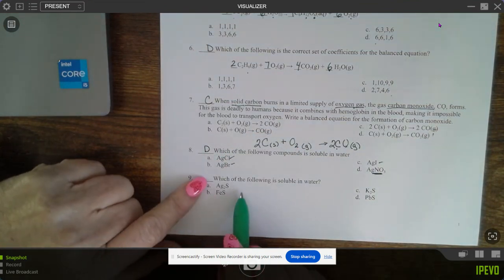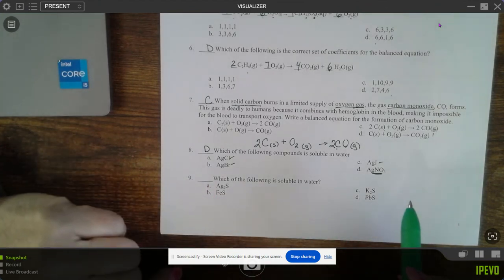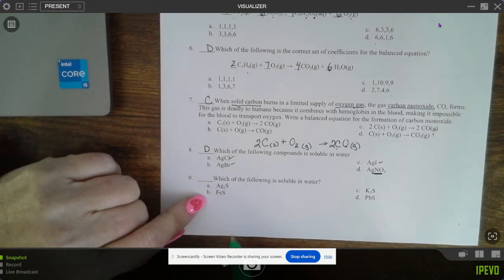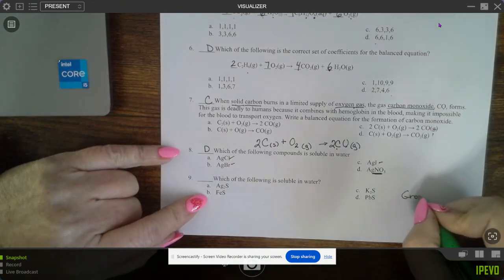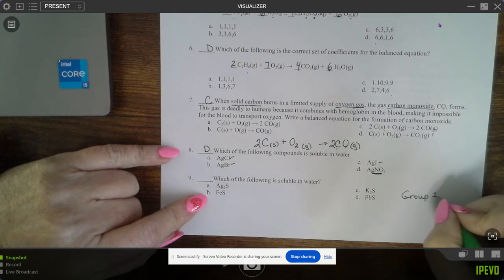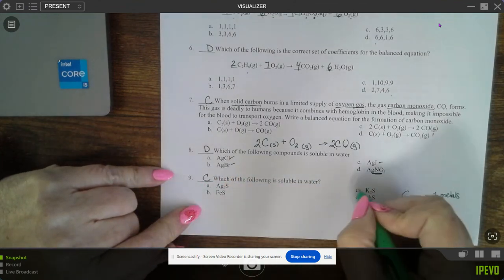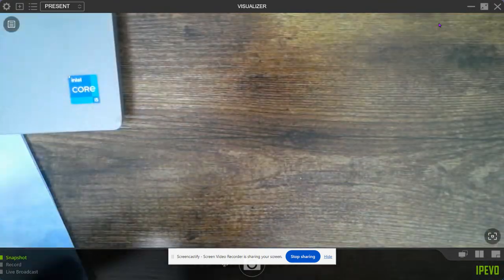And then which of the following is soluble in water? These are all sulfides. Okay. If you look at your solubility rules, all sulfides are insoluble except the sulfides of group 1 metals, and potassium is a group 1 metal, which means that potassium sulfide would be water soluble. All right.